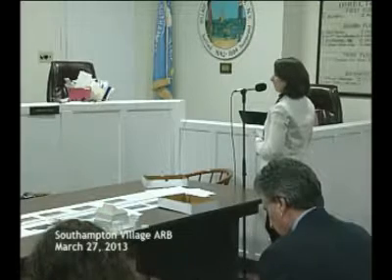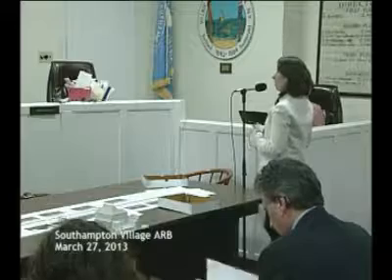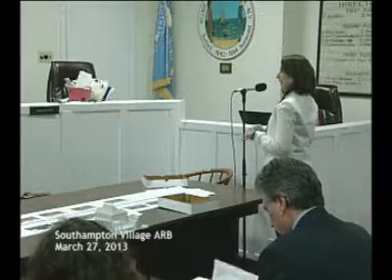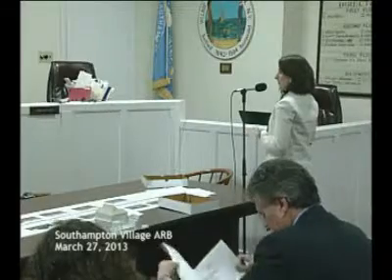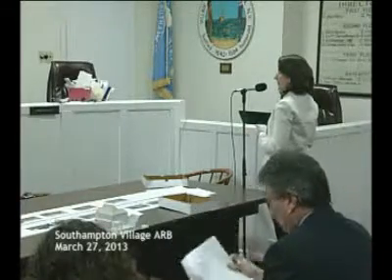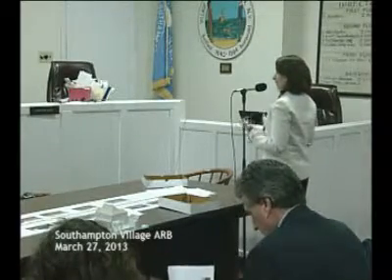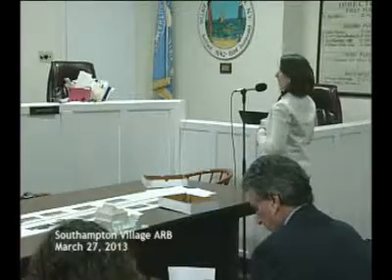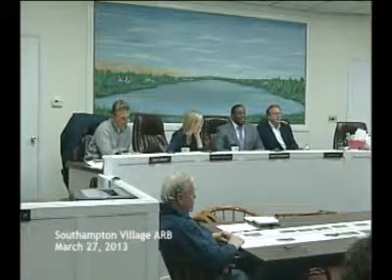And I think that this is a really important application because you're not just deciding about one house. In the next 5 to 10 years, you're probably going to see 4 or 5 houses trade hands. And this is going to set the tone for the whole block. And we want to stay looking like Southampton Village, not the Jersey Shore. That's our concern. Okay. Thank you. Thank you. Any additional comments?